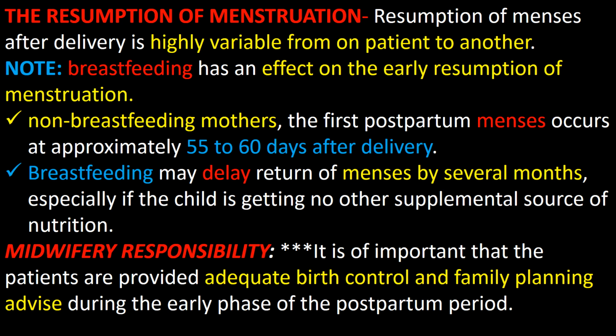Now, what is your responsibility when it comes to resumption of the menstruation? You have to give adequate birth control and family planning advice to the mother and the father, especially during the early postpartum period. Bakit? Because especially for patients who are not breastfeeding, within the first 3 months, babalik na naman yung mens niya, and when they have contact with the husband, maaaring mabuntis ulit yung nanay. And the uterus is still recovering from the previous pregnancy.